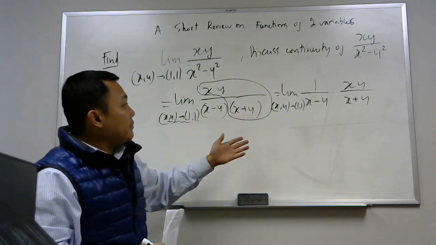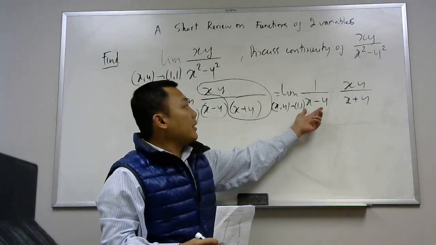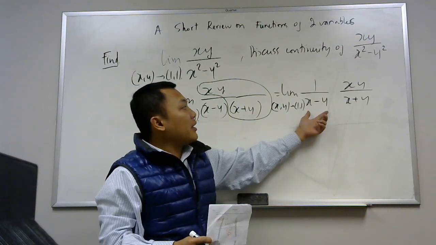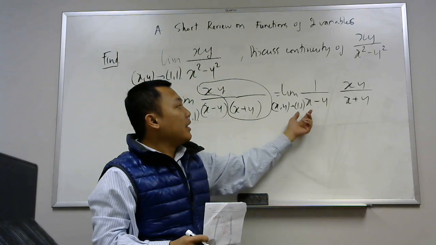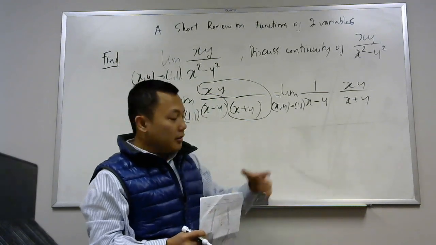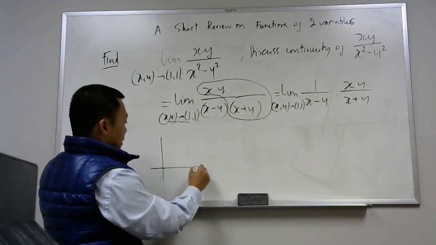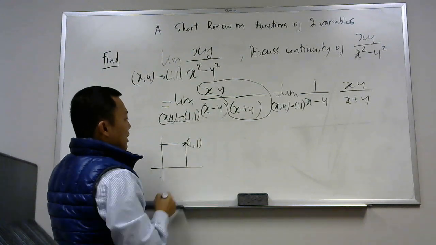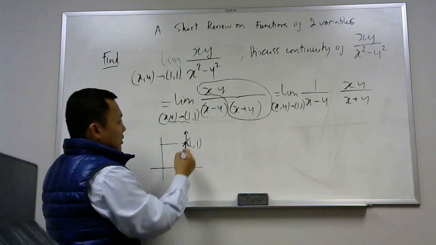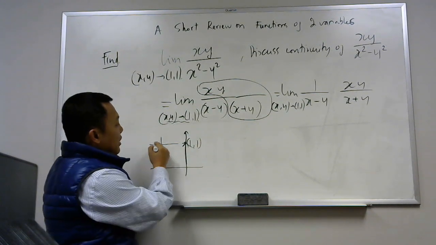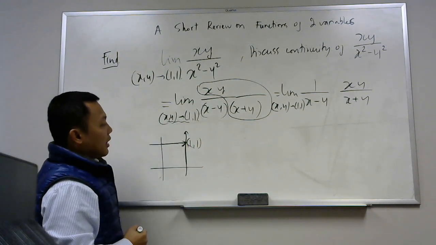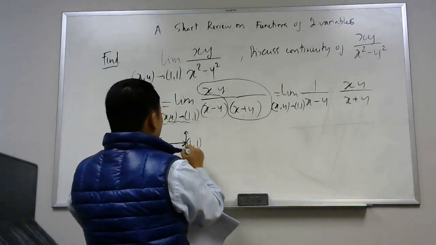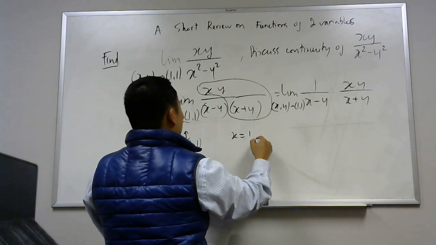So basically, from here you can probably guess, right? If you approach (1, 1), here's (1, 1), along this direction you probably get one answer, and along another direction you can get another one, I guess. So you can try. Okay, let's say along when x is 1.